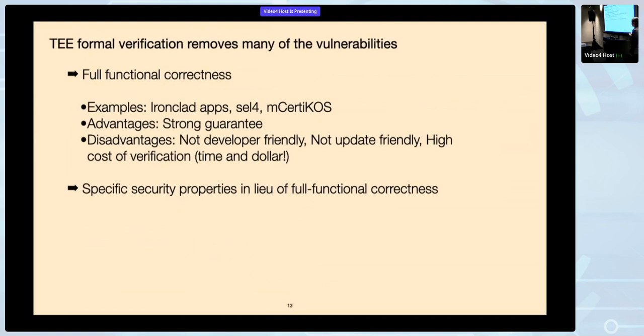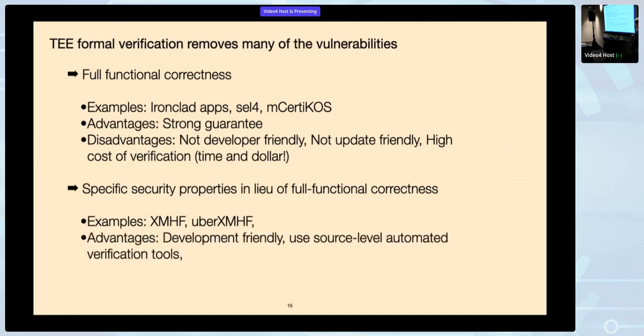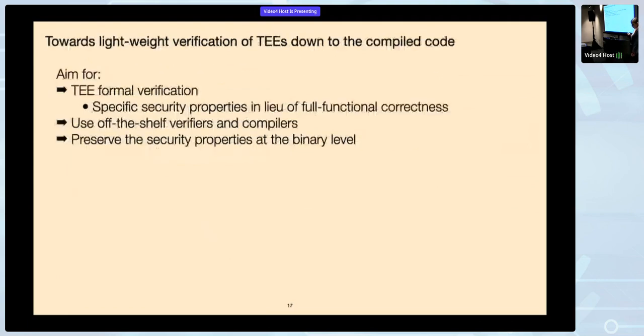So what we are after is to verify specific security properties of these TEEs instead of full functional correctness. And there has been prior work using this approach, for example, XMHF, UberXMHF. And the advantages would be, because you're only after this specific security property, it would be more development friendly, and you can use source level automated verification tools. But the biggest disadvantage is that there will be a lack of guarantees on the compiled code, and this is what our work is going to address. We want to bring these guarantees down to the target level.